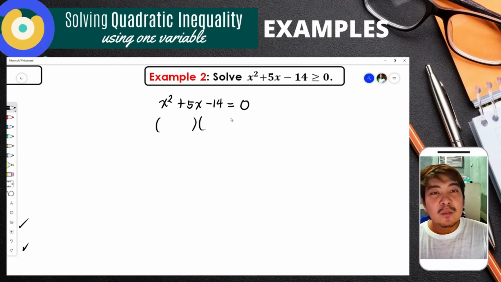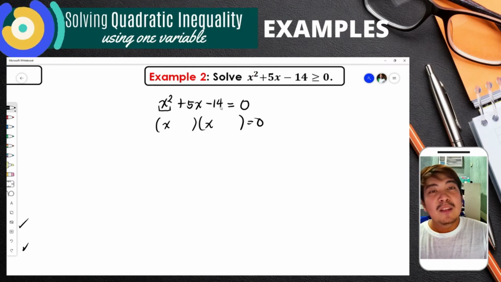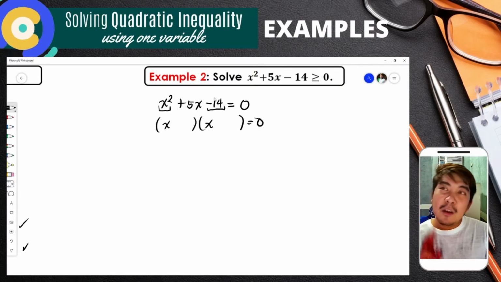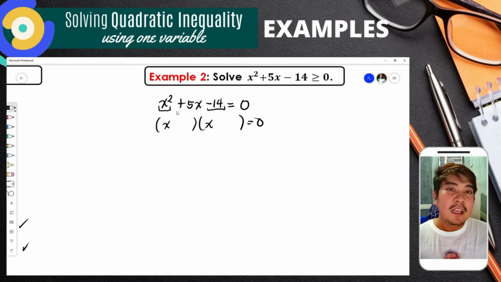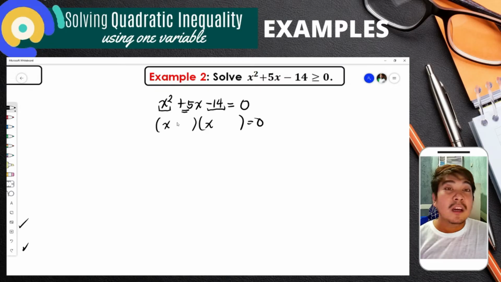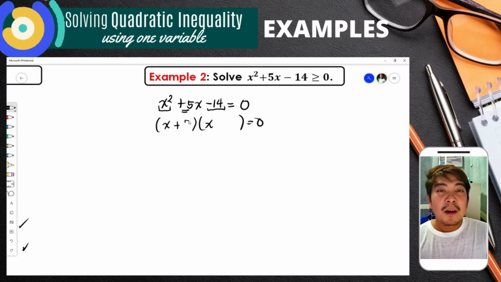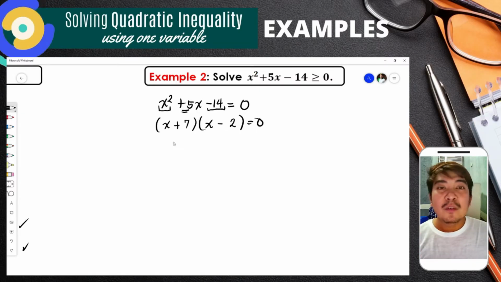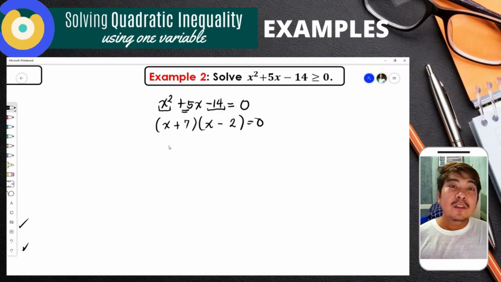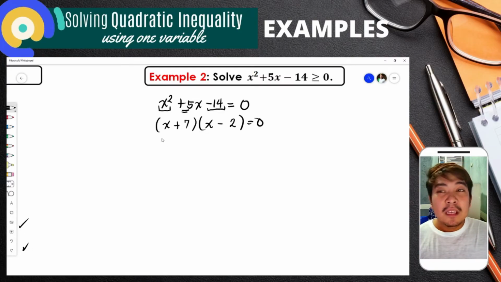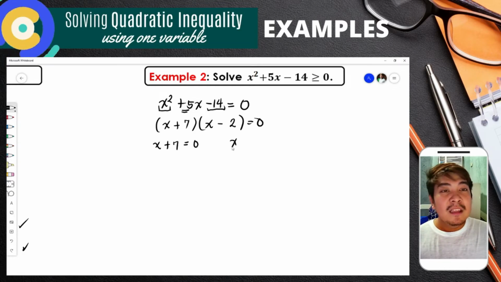So we first factor x squared. The factors of x squared will be x times x. And then we should think of factors of negative 14. Dalawang number kapag minultiply, negative 14. At the same time, kapag kinuha natin yung sum ng numbers na yun, the result must be 5. So what are the numbers? The numbers will be positive 7 and negative 2. Since the equation is already in factored form, the next thing that we will do is to apply the zero product property. Let us equate both factors to 0. So x plus 7 is equal to 0, and then the other one, x minus 2 is equal to 0.